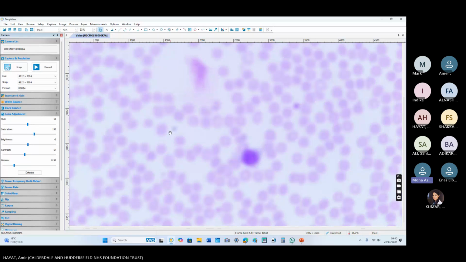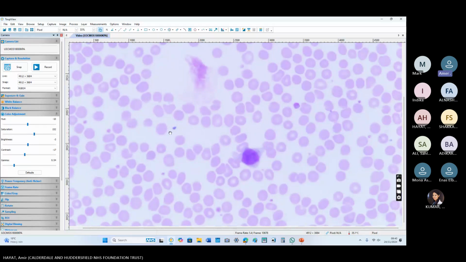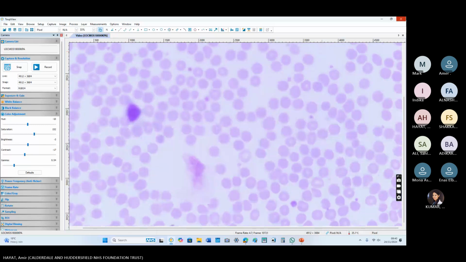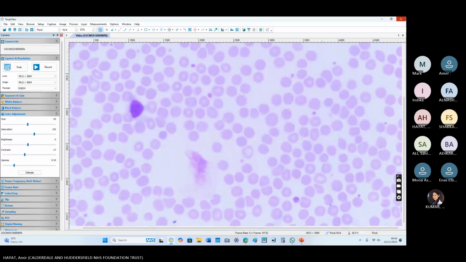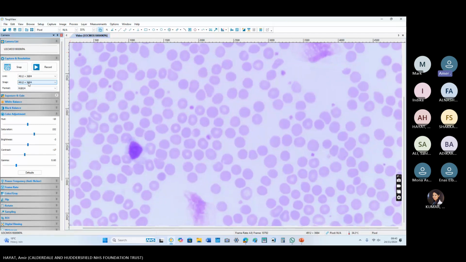Great, thank you. This is a lymphocyte. So this patient has lymphadenopathy, and this is the blood picture. You can see large platelets. The platelet count is a bit low.